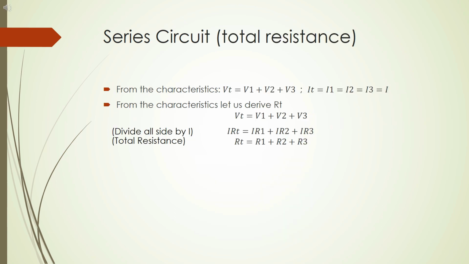From the characteristics of a series circuit, being the sum of each voltage drop equal to the voltage source, we can derive the total resistance in a series circuit to be equal to the sum of each resistance.